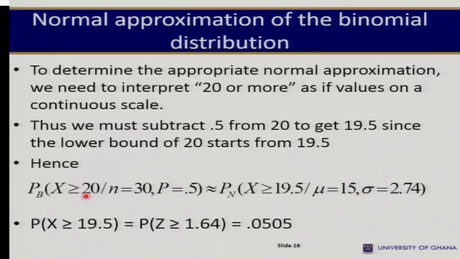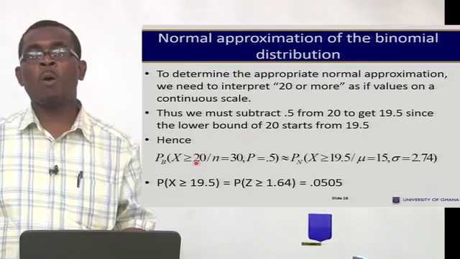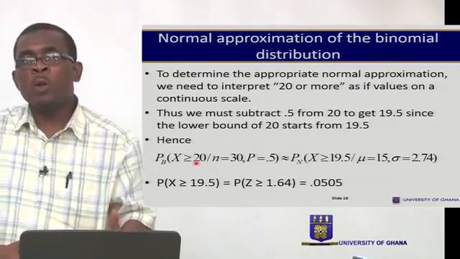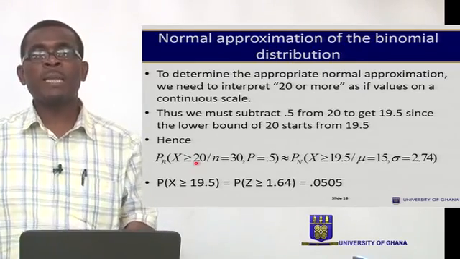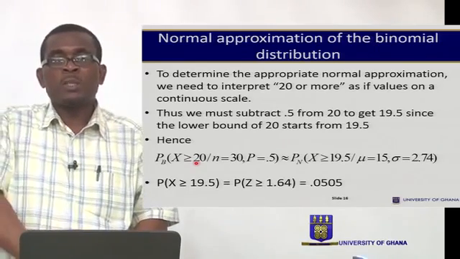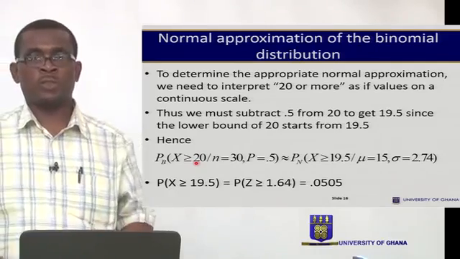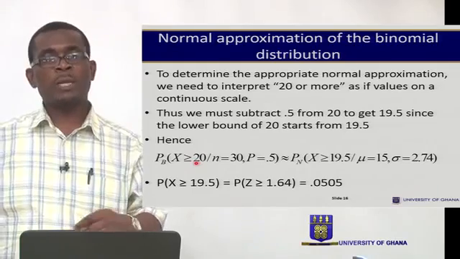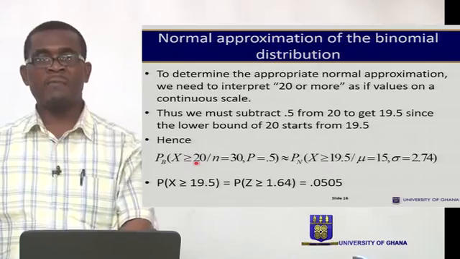Now, because it is continuous, you have to interpret 20 or more as if 20 is inclusive. But where is the lower boundary? Where does 20 start from? 20 must start from 19.5, because that's the boundary that separates 20 and 19, right? Because it is continuous, it's not discrete. We don't want gaps between them. So to calculate the normal probability, you have to subtract 0.5 from 20.